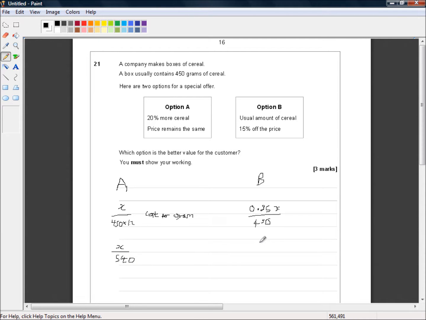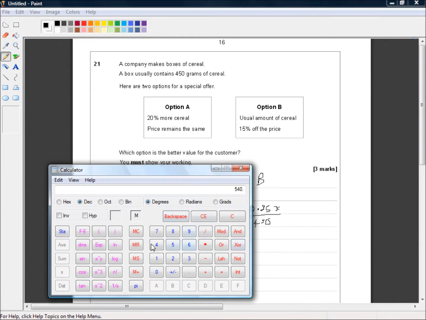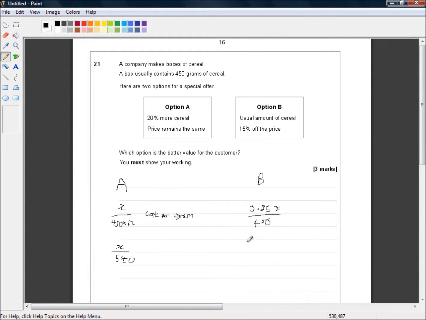And here we've got 0.85X over 450. So if we divide top and bottom by 0.85, we can get our X on the top. So the 450 on the bottom now becomes 450 divided by 0.85, which is equal to 529. So this is X over 529.